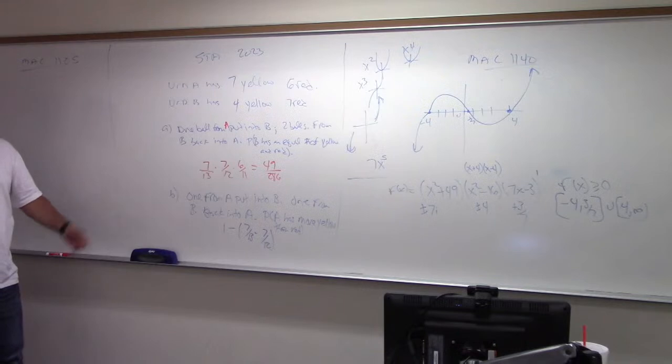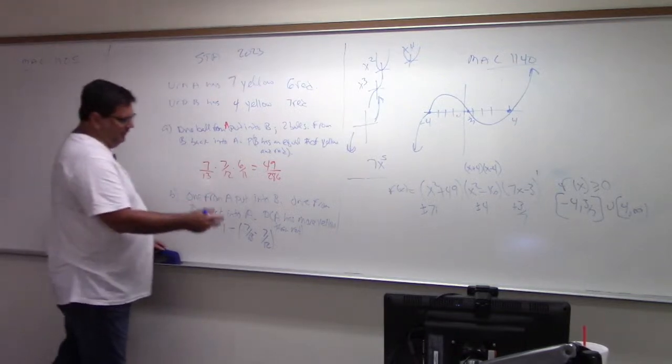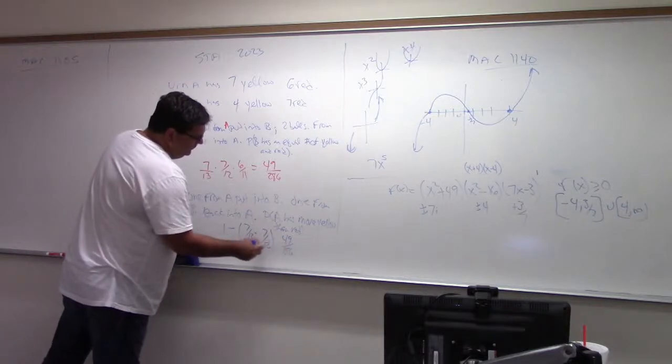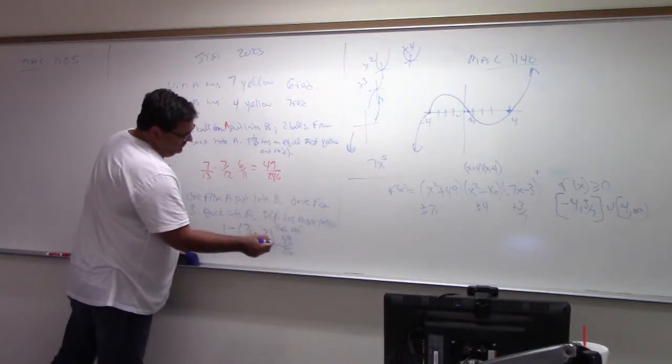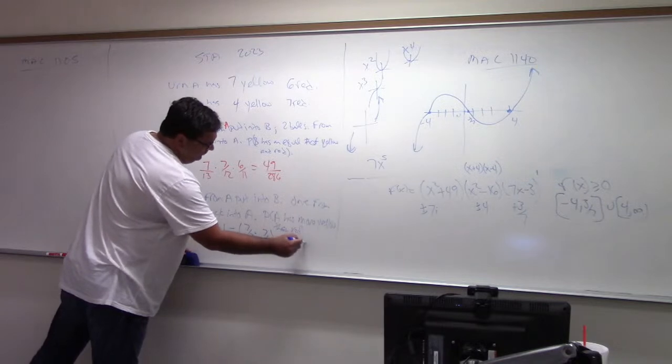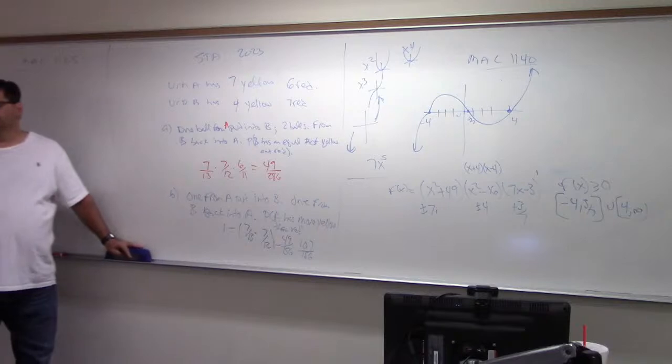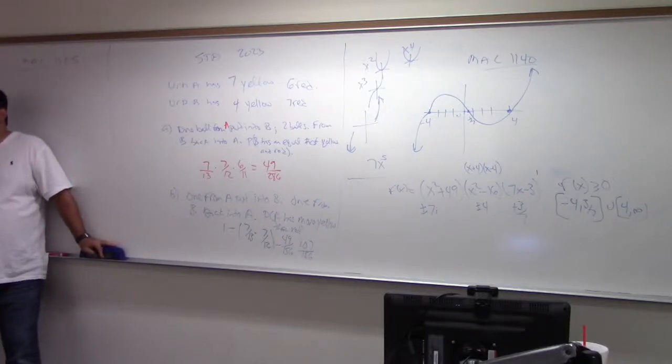Yeah, so anyway, that's the answer. 13 times 12 is 156, so this is 49 over 156. If you subtract that from 1, you get 107 over 156, approximately. Okay, cool.